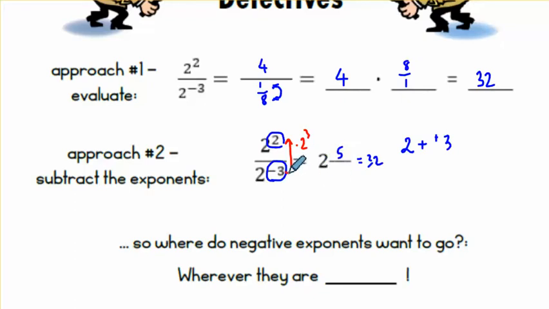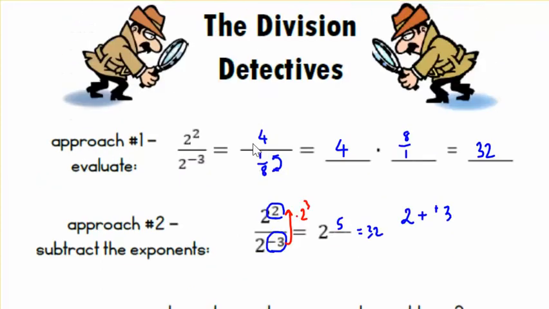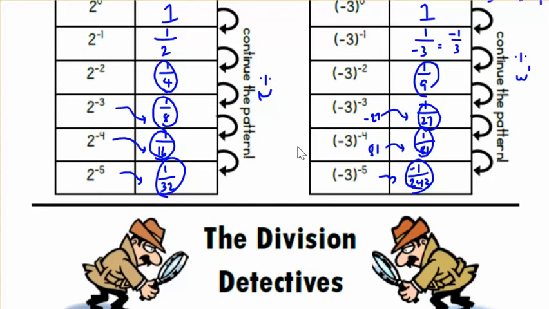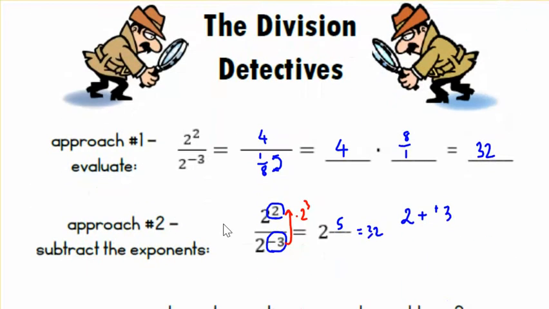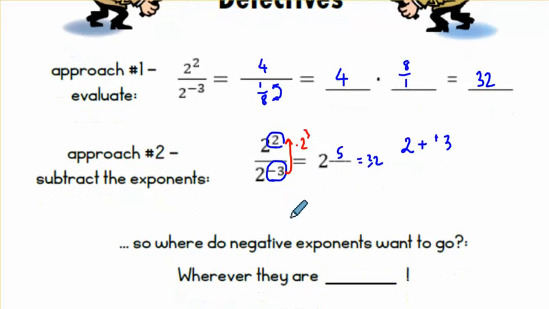So whenever you have negative exponents, you can think of them this way. They always want to go where they're not. This dude here was on the bottom. He wanted to go to the top. Now, if you look here at this -3, he wanted to go down to the bottom. Or better yet, let's look up here again to remind ourselves that every time we had a negative exponent, in this case it wanted to go down to the bottom. And in this one here, we saw that it wanted to go to the top. So where do negative exponents want to go? Wherever they are not.